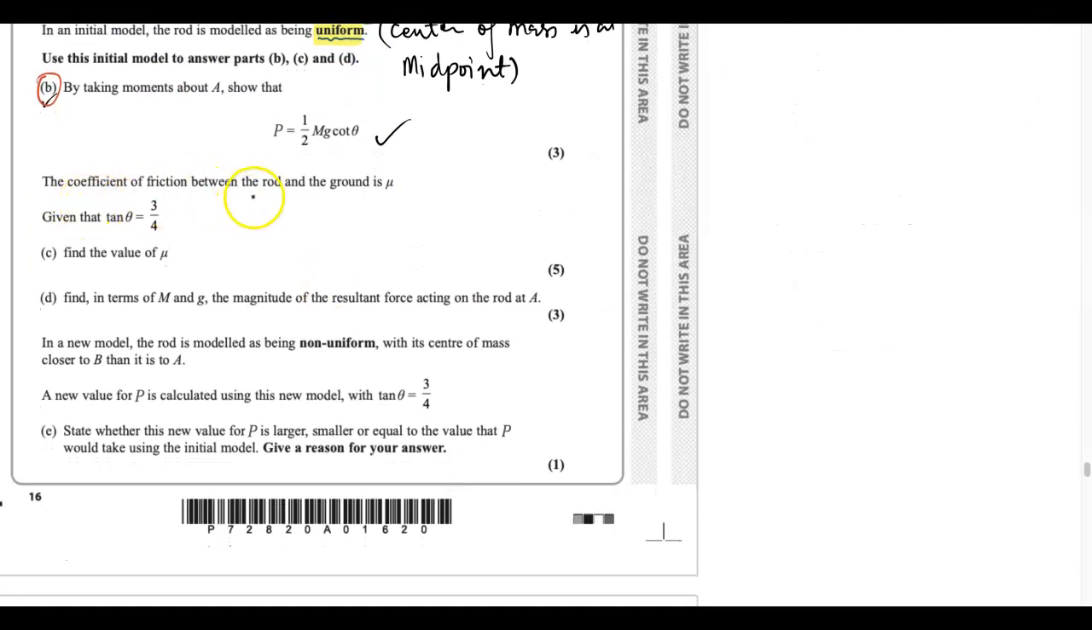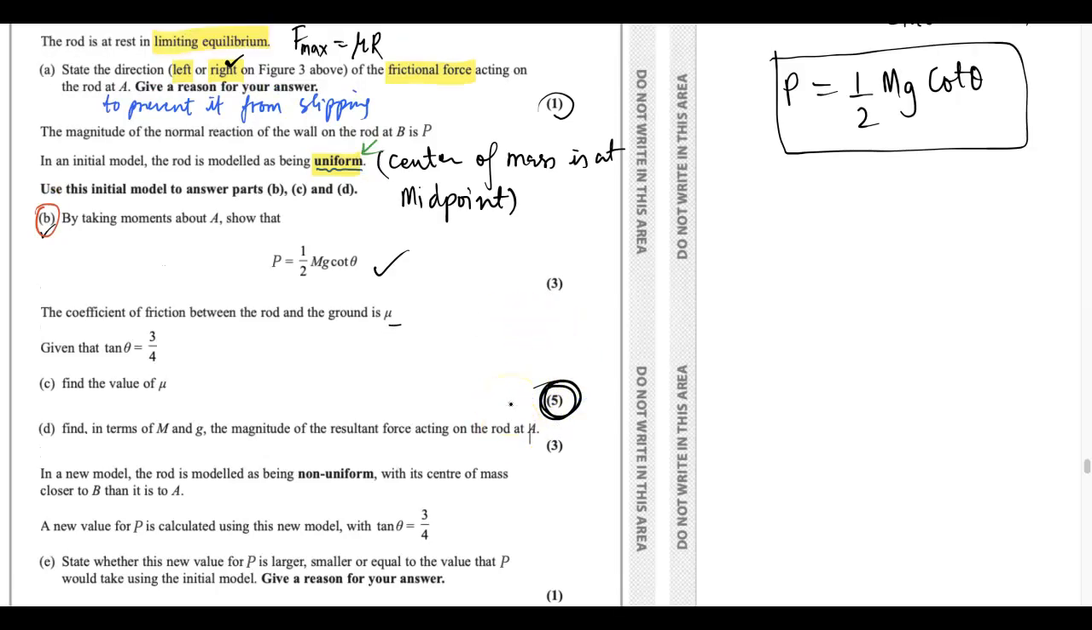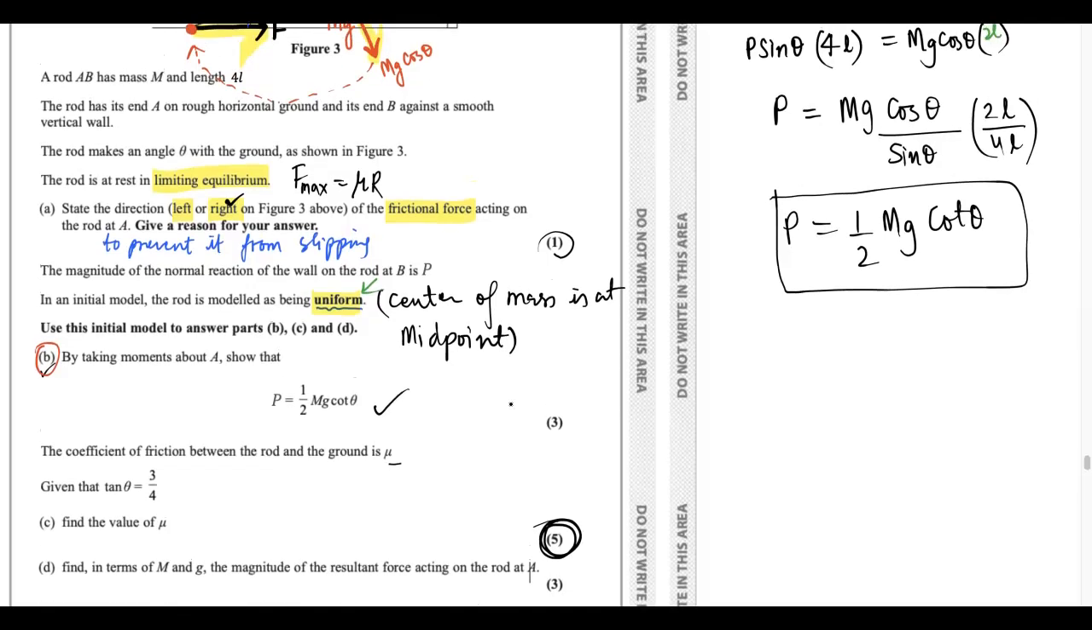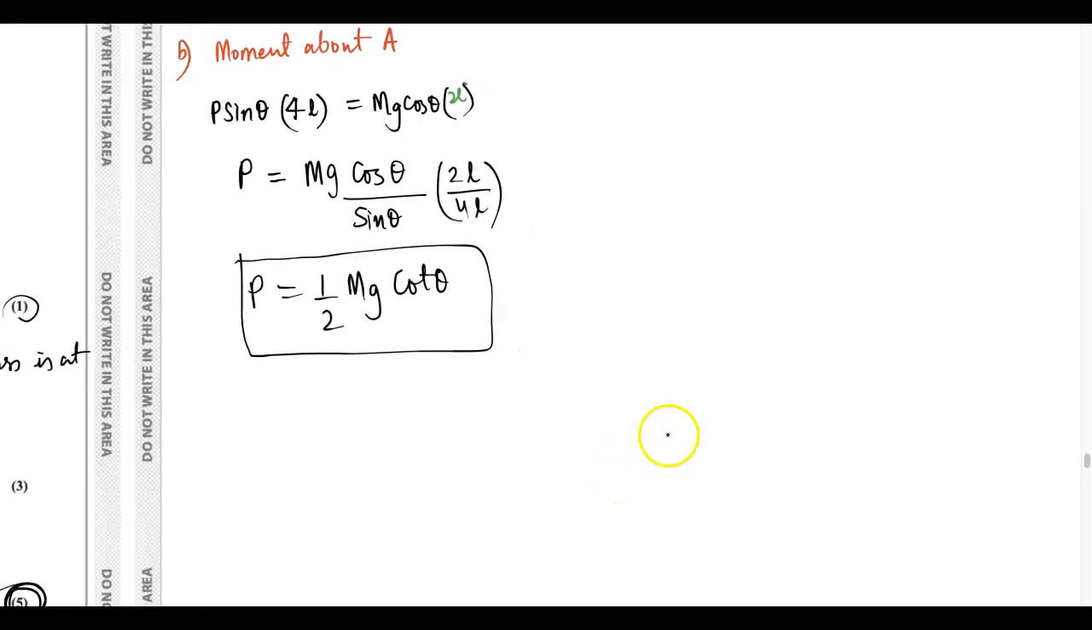The coefficient of friction between the rod and the ground is mu. Given that tan theta is 3/4, we have to find the value of mu. It is worth 5 marks, a lot of marks. How to do that? I'm just thinking. If you get any thought, for this I have 2 methods, a very difficult method or an easy method.